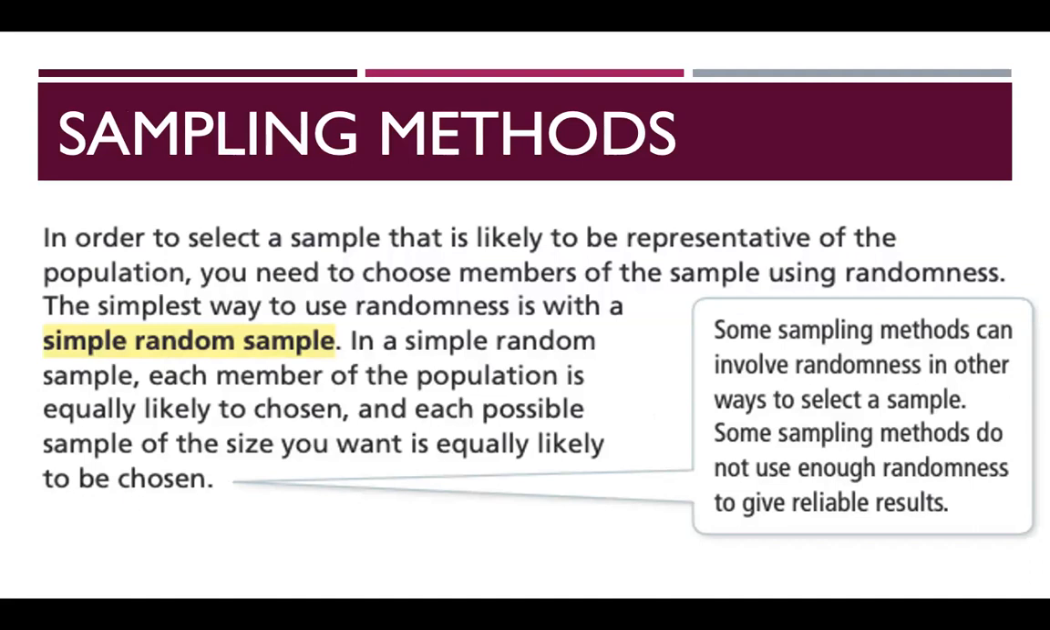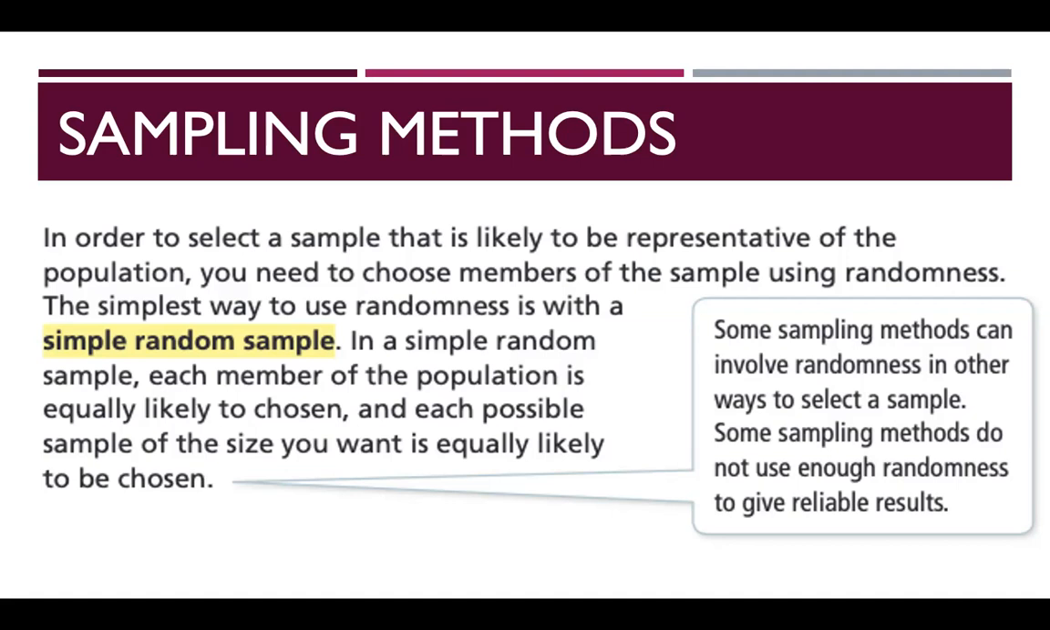Okay, now we're going to talk about sampling methods. So in order to select a sample that is likely to be representative of the population, you need to choose members of the sample using randomness. You need to be as random as possible. So the simplest way to use randomness is with a simple random sample. In a simple random sample, each member of the population is equally likely to be chosen, and each possible sample of the size you want is equally likely to be chosen.